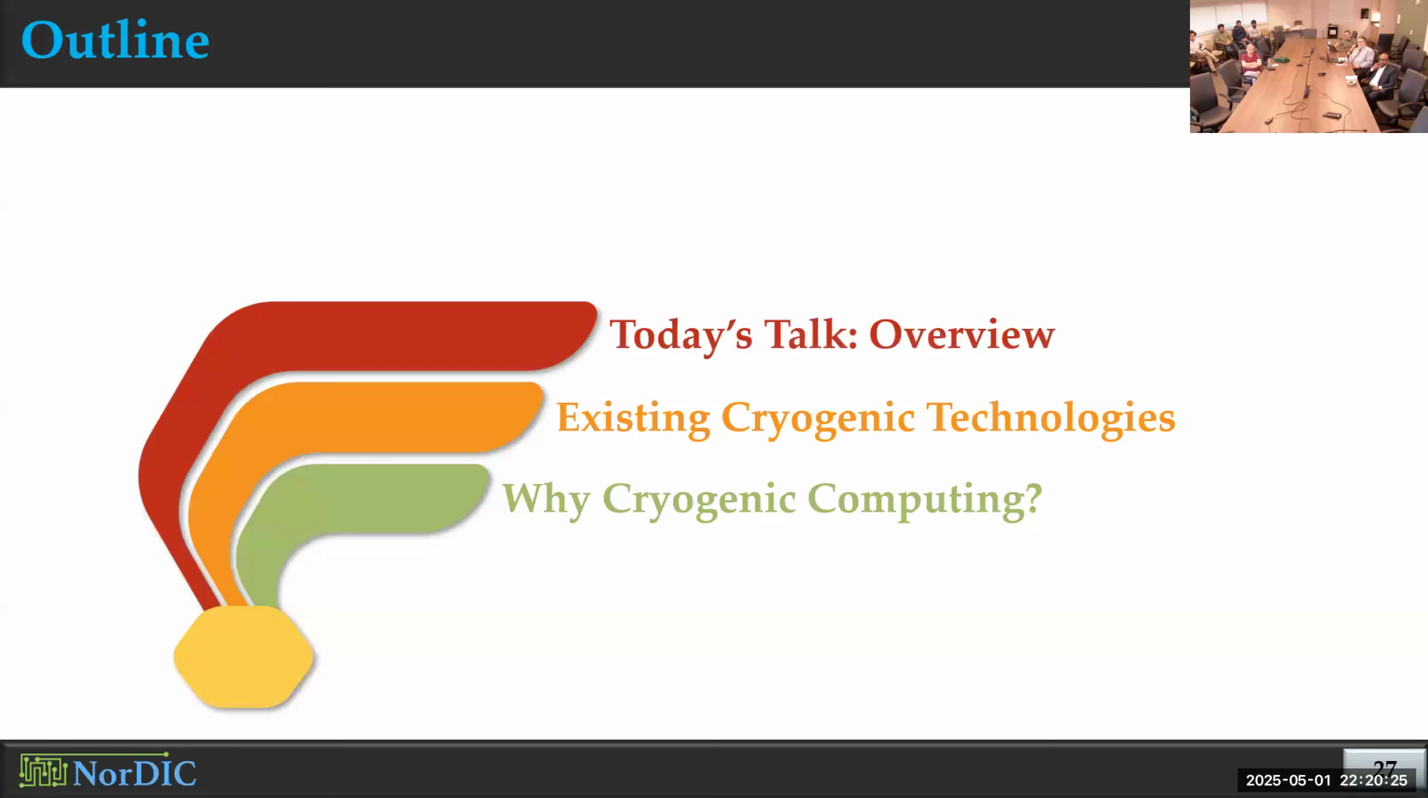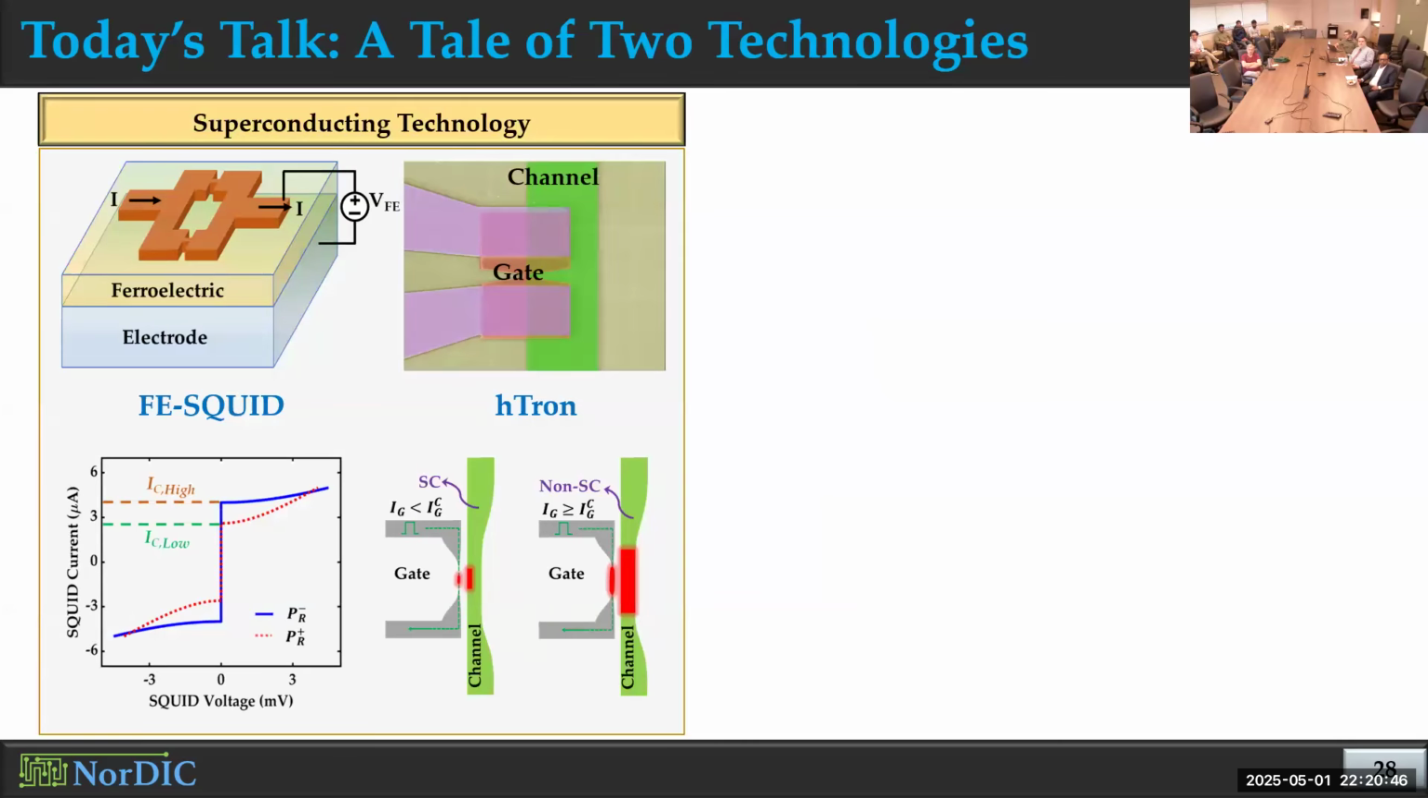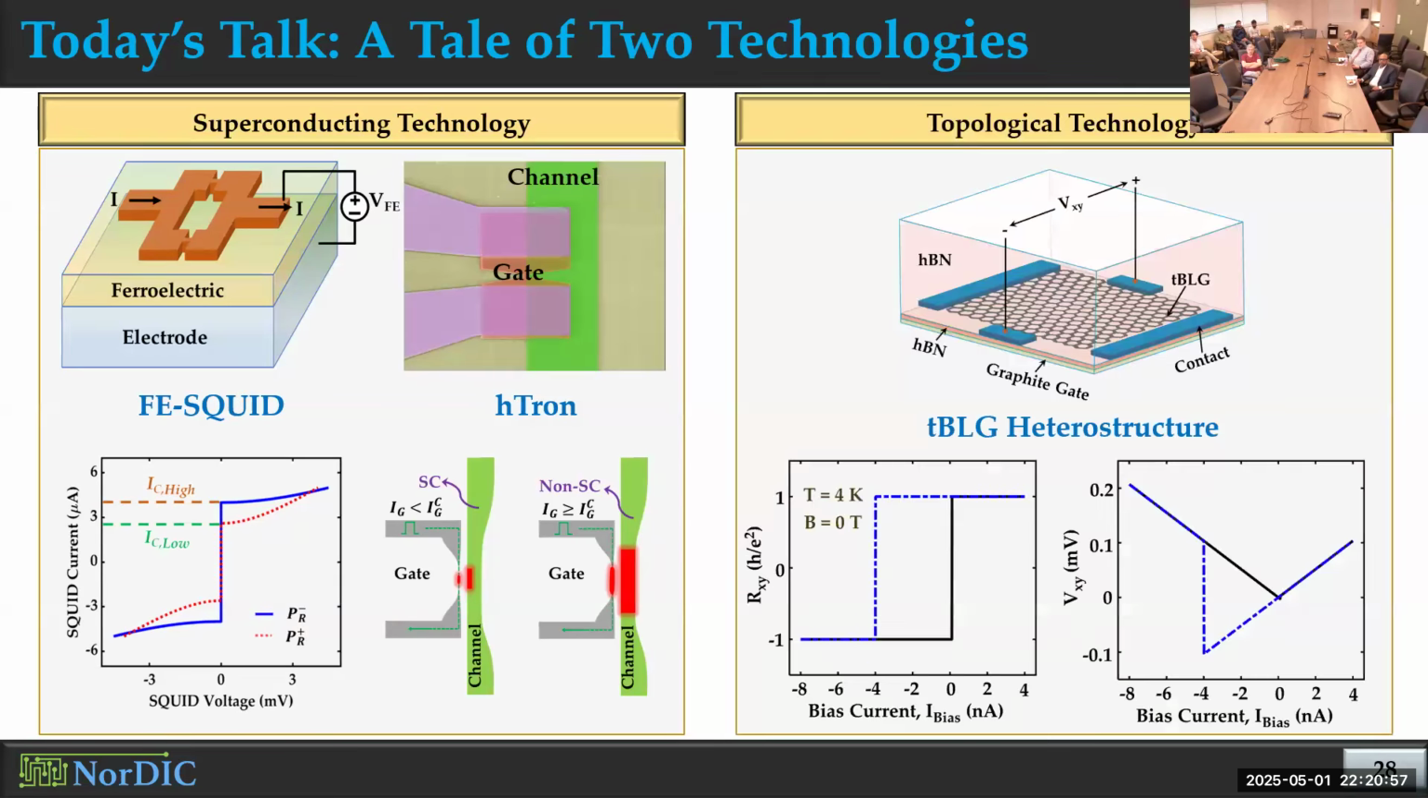So now that we know about the existing challenges of cryogenic computing, I'll now talk about my works on cryogenic computing, where we tried to solve some of these challenges. But before that, I will give you a high-level overview of my PhD research. To solve these existing challenges, we utilize two different technologies. The first one is superconducting technologies, where we use two unique devices called ferroelectric SQUID and heater fraction to design different components of the computing system, which includes logic, memory, and in-memory computing systems. And we also use the quantum anomalous Hall effect observed in topological devices to design memory and in-memory computing systems for cryogenic applications.